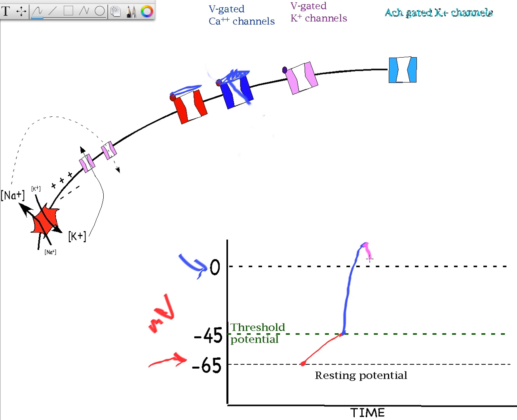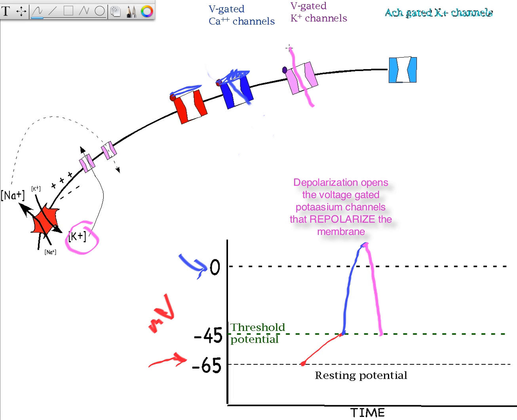Now, these channels are closed, these channels are open, and because potassium has been concentrated in the cell and is therefore being driven out by concentration, that begins to repolarize the membrane. You see that positively charged particles, positively charged cations, are now exiting the cell, and that leads to a repolarization of the cell. Depolarization by calcium, repolarization by potassium.